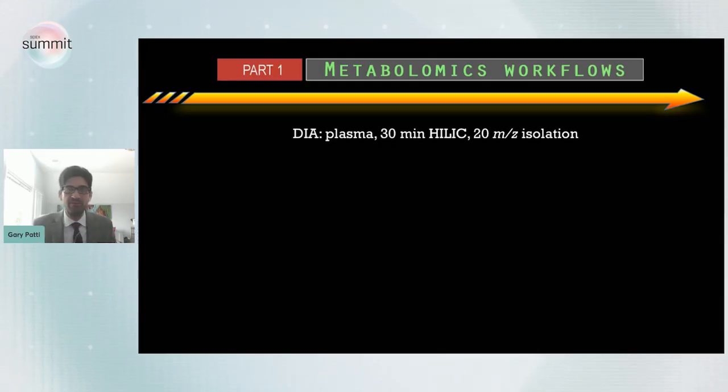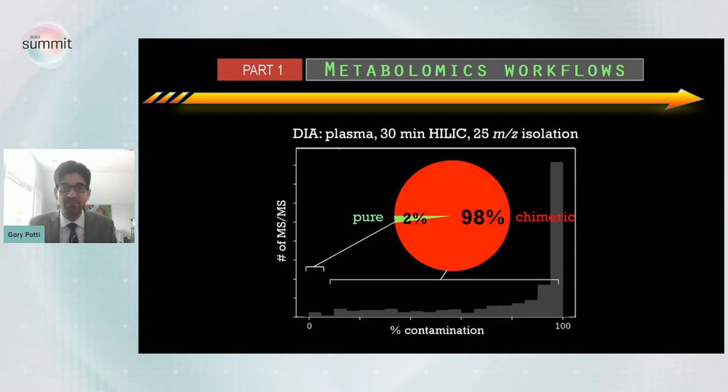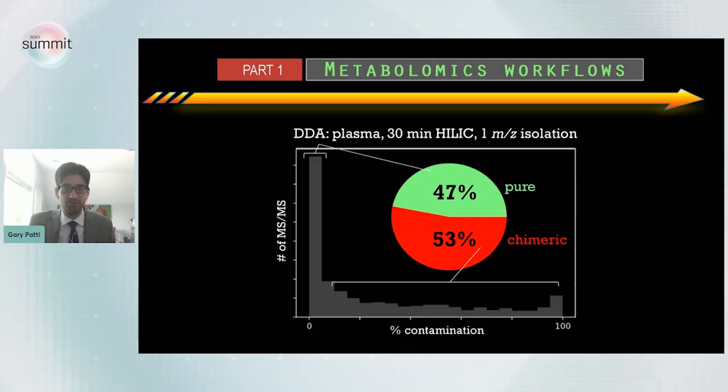When we do that with DIA, that SWATH workflow that I showed you earlier, using plasma, a 30-minute run with HILIC separation, what you end up seeing is that the vast majority of what you're measuring is extensively chimeric. Again, not surprising because we're using a 25 Dalton isolation window and a lot of stuff's going to sneak through. You're not going to just get one precursor with a wide isolation window. So this has been, in many ways, a turnoff for the metabolomics community because you've got a lot of chimeric data and there's a lot of computational burden to figure out what to do with it.